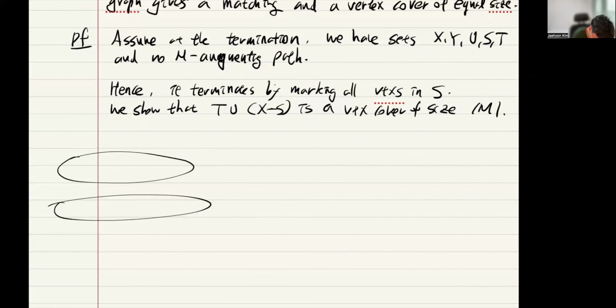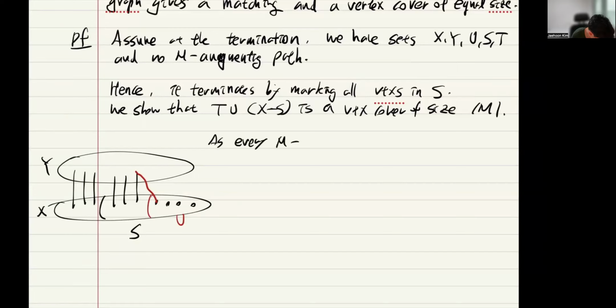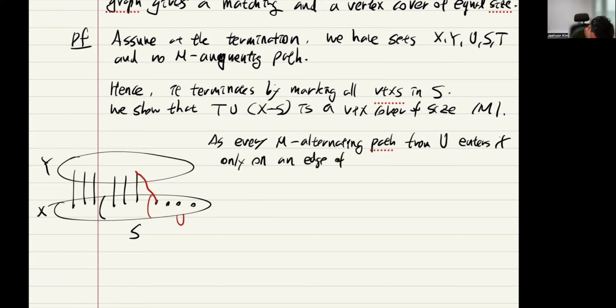So what do we have? We have, let's say, X. This is U. Then what do you know? Every M alternating path from this U starts with an edge not in M, and then comes an edge in M, and then an edge not in M, and so on. So it enters X only on the edges of M. So every M alternating path from U enters X only on edges of M.